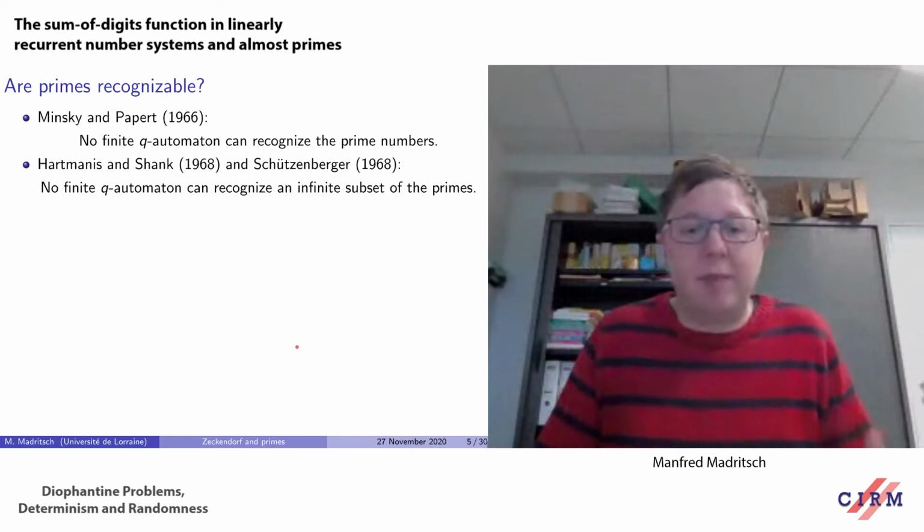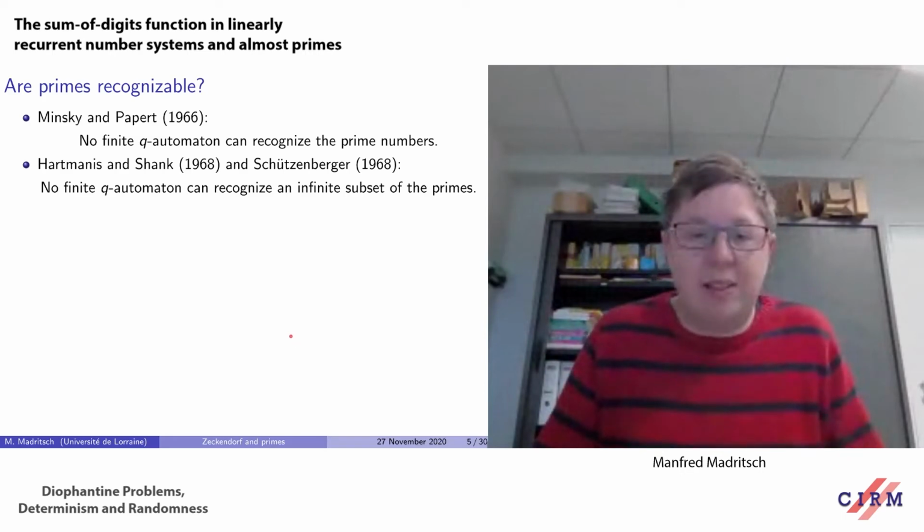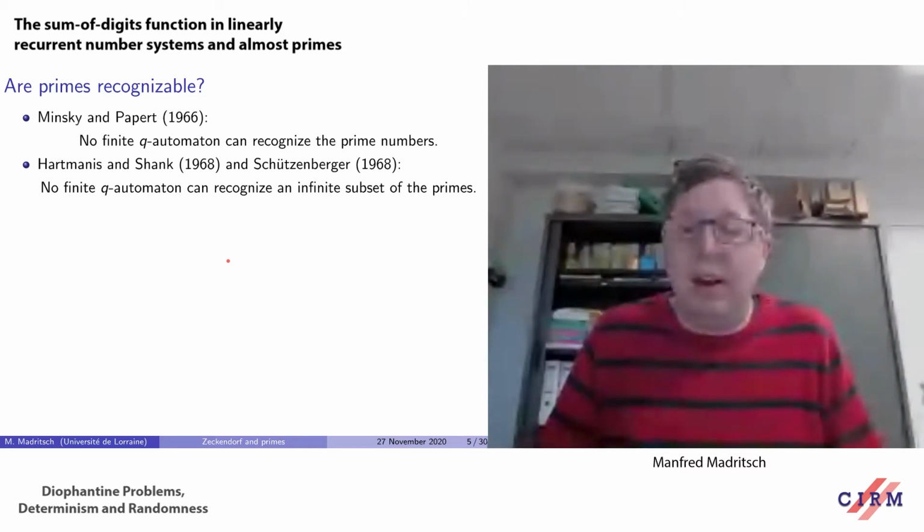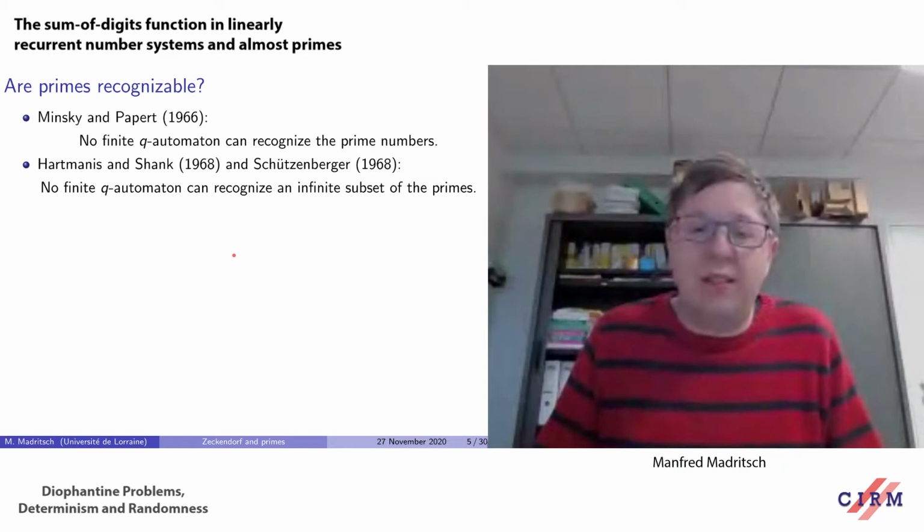And in 68, even for infinite subsets, Hartmanis and Shamir, independently of Schützenberger, could prove that there is also no q-automaton that can recognize an infinite subset of the primes.